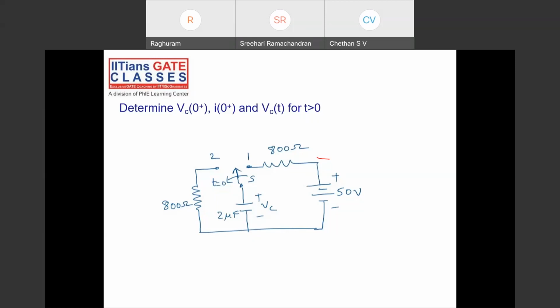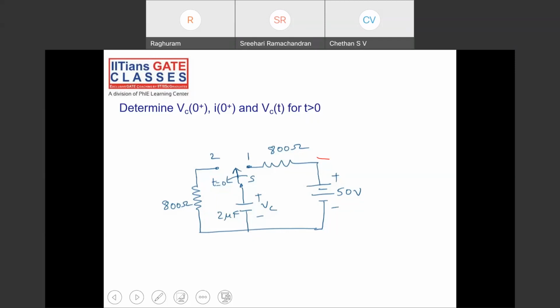What is the position of switch? Steady state it was 1. At t equal to 0, the switch is moved from position 1 to position 2. Okay, position 1 to position 2.